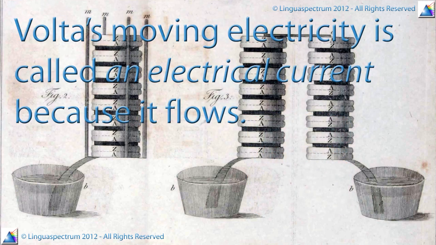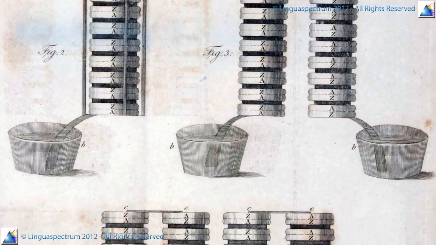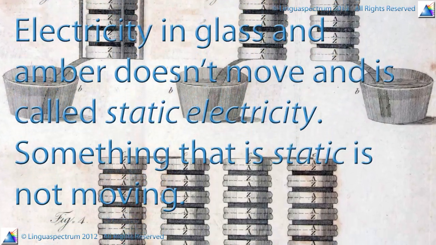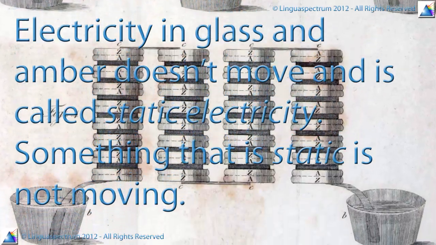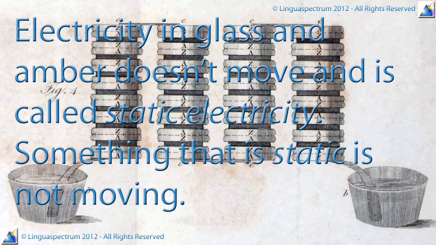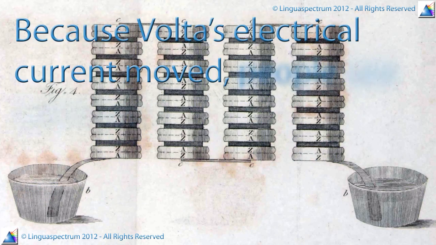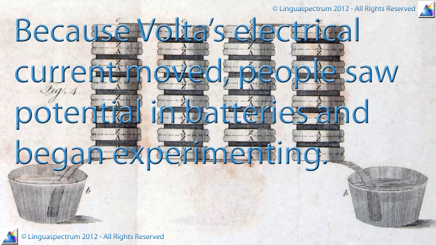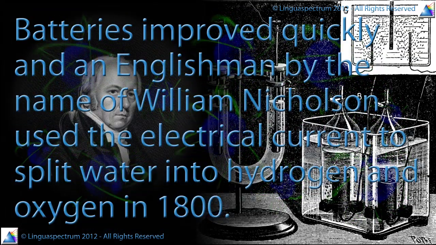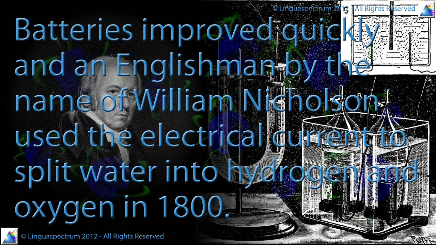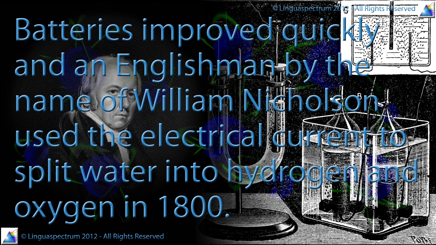Volta's moving electricity is called an electrical current because it flows. Electricity in glass and amber doesn't move and is called static electricity. Something that is static is not moving. Because Volta's electric current moved, people saw potential in batteries and began experimenting. Batteries improved quickly, and an Englishman by the name of William Nicholson used the electrical current to split water into hydrogen and oxygen in 1800.